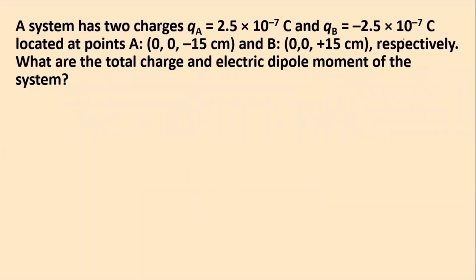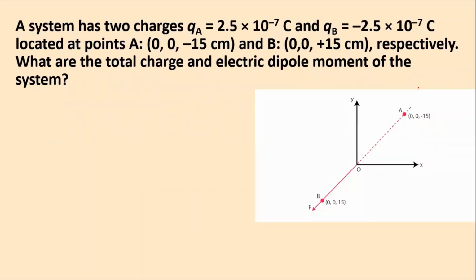Coming to the next question. A system has two charges QA and QB located at points 0, 0, minus 15 centimeter and 0, 0, plus 15 centimeter. You know that when it is a 3D picture, the values are X, Y, Z. So now on the Z axis, you can see that one side is taken as plus 15 and another side is taken as minus 15. What are the total charge and electric dipole moment of the system?